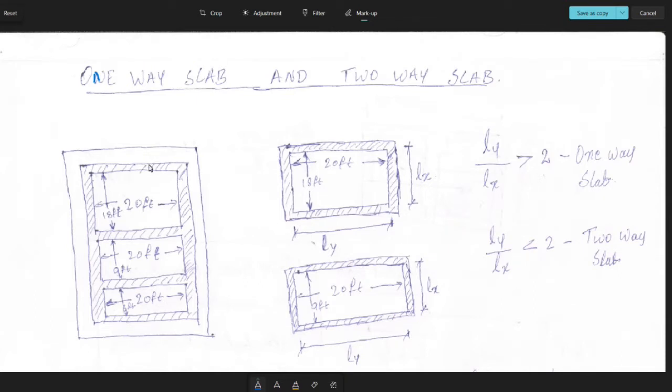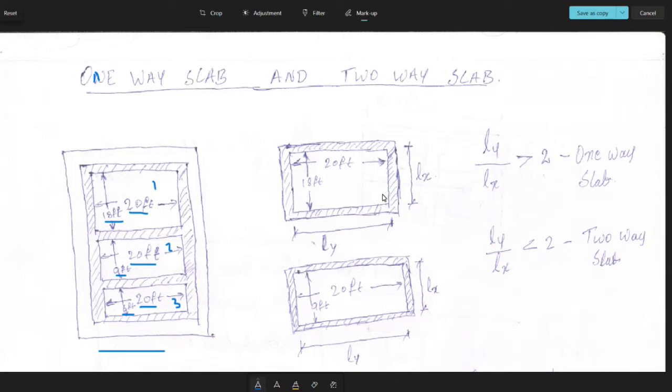So here I have just taken one small plan. This plan consists of three rooms: 1, 2 and 3. In the first room, the dimension is 20 feet by 18 feet, the second room is 20 feet by 9 feet, and the third room is 20 feet by 6 feet. So these are the three rooms I have taken for the plan.